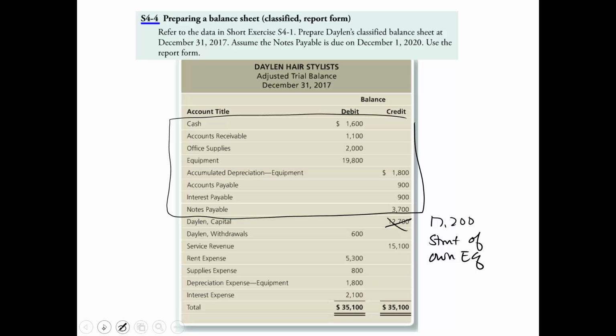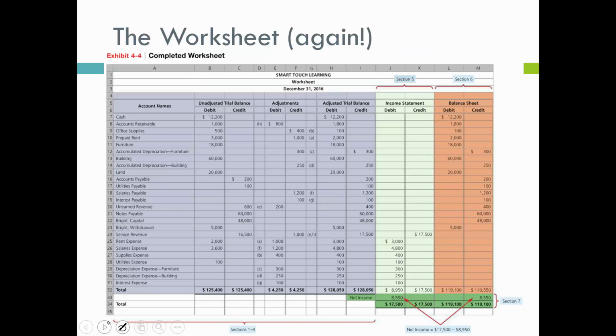It's just adding some additional classifications. And then the last thing I want to show you, and then I'll probably break it into a new video, is the worksheet. So everything here in blue is what we did in the worksheet at the end of the previous chapter, chapter 3, where we had the unadjusted and then we had the adjustments. And so we had one debit and one credit for each adjusting entry, and then we calculated the new balances in all of them and got the adjusted trial balance.